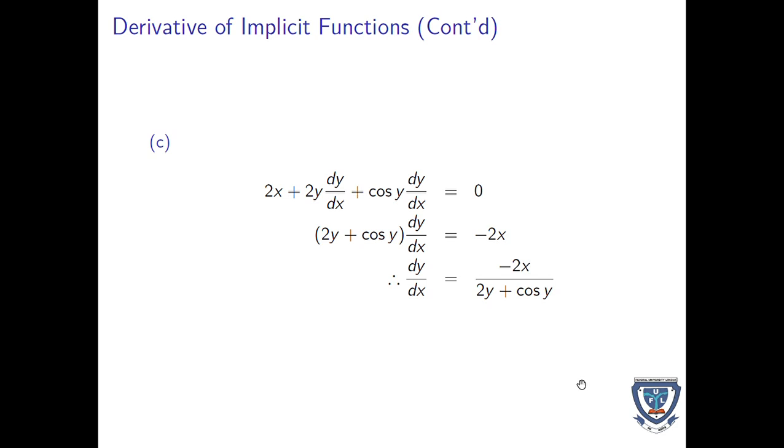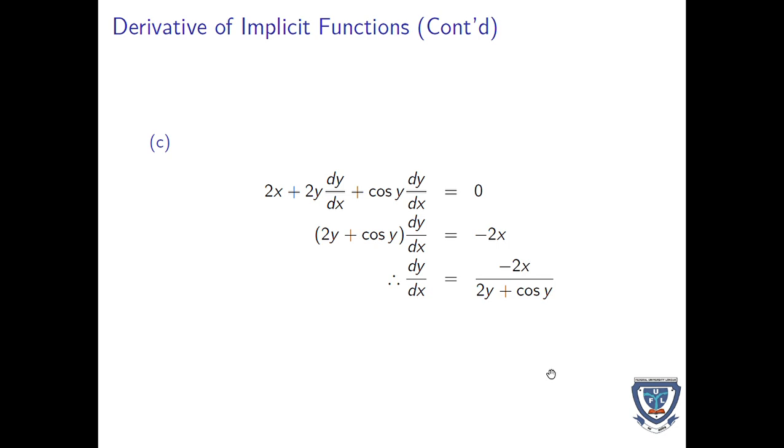Then for C, you do a similar thing here, 2x plus 2y dy/dx plus cos y dy/dx. Now, all the dy/dx, factor them out, then you have 2y plus cos y dy/dx equal to minus 2x. And when you make dy/dx the subject, you're going to have minus 2x all over 2y plus cos y.